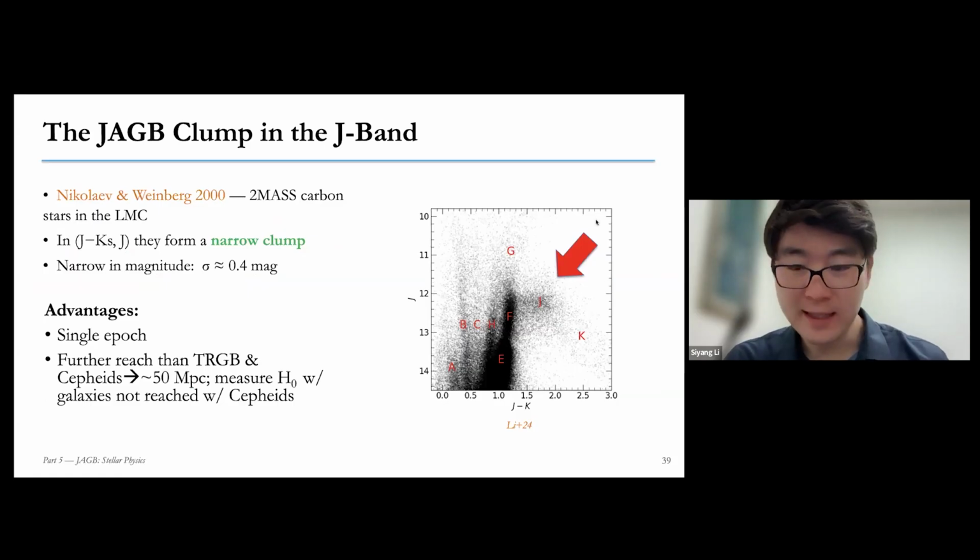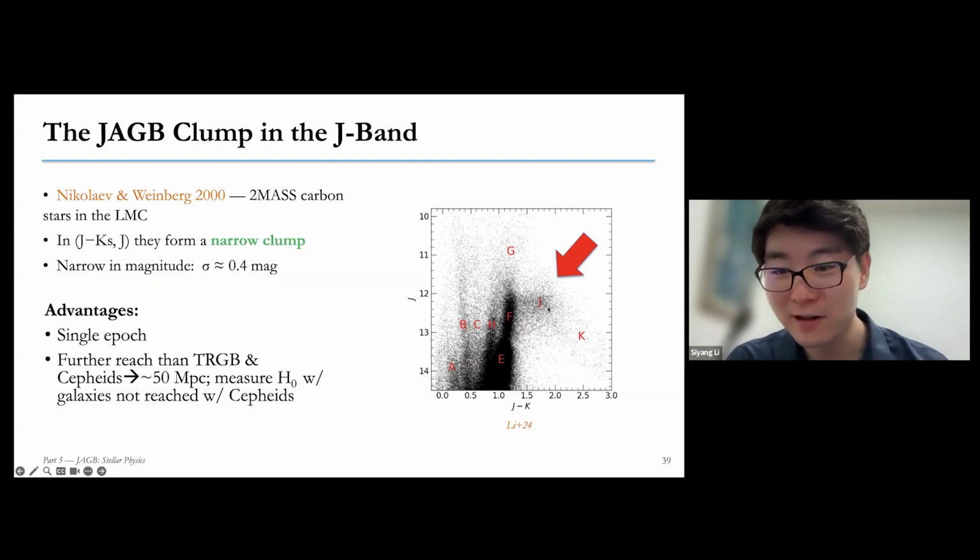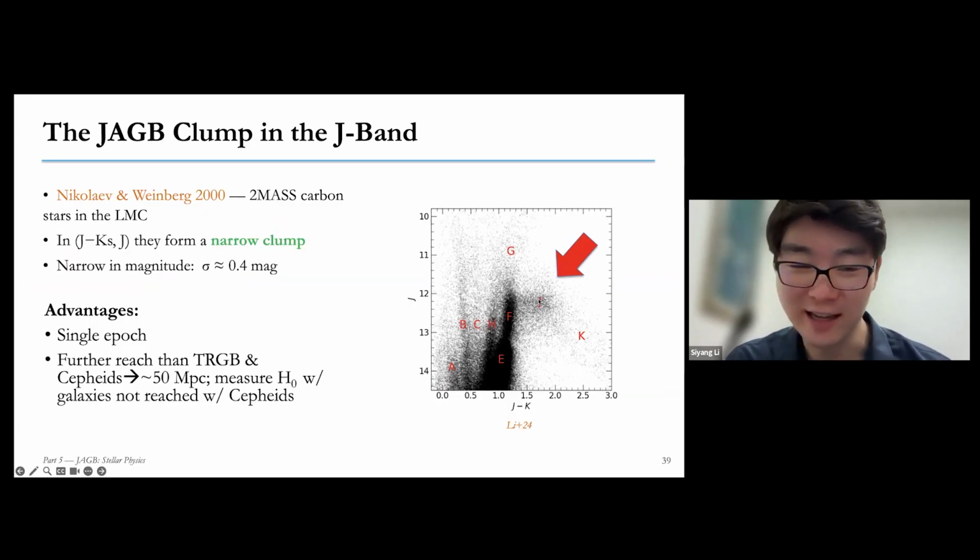So again, this J region was named alphabetically. There's a paper by Nikolaev and Weinberg, who looked at 2MASS data and constructed a color magnitude diagram. They noticed different features on the color magnitude diagram, and it happened that this J region clump was just assigned the letter J. This was then taken advantage of in the Madore papers and the Ripoche papers.